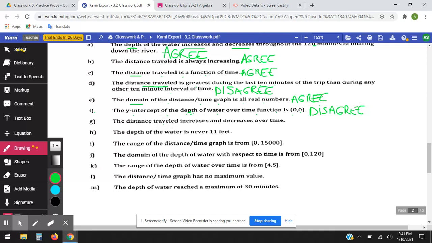The distance traveled increases and decreases over time. But when we did that distance traveled, we said it only increased, right? That was it. It didn't decrease. So I'm going to disagree here.